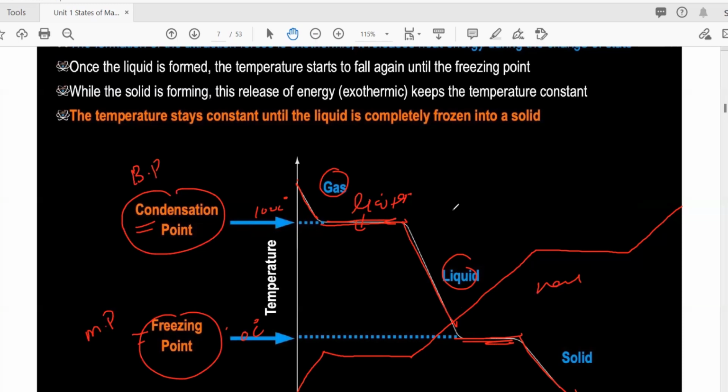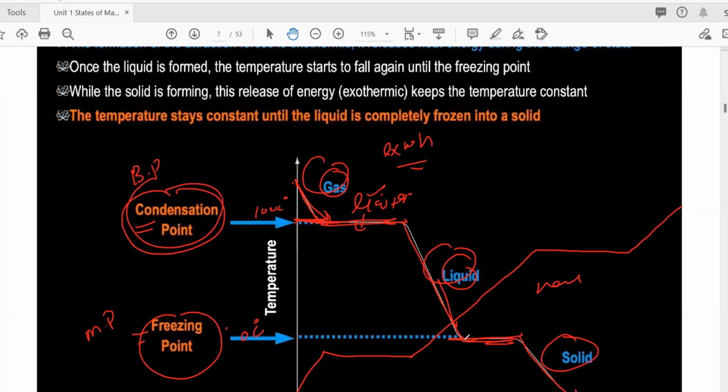It is opposite to this one. So this is an exothermic reaction. Heat is going out. You have a gas, you cool it down, so it will become liquid. Again, you cool down the liquid, it becomes solid. So the point where it starts to convert into liquid is known as the condensation point, and the point where it starts to freeze is known as the freezing point. So the cooling curve is like an opposite to the heating curve.